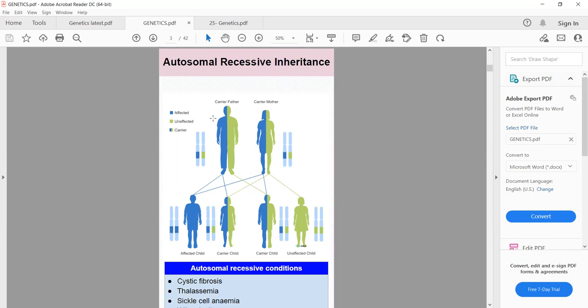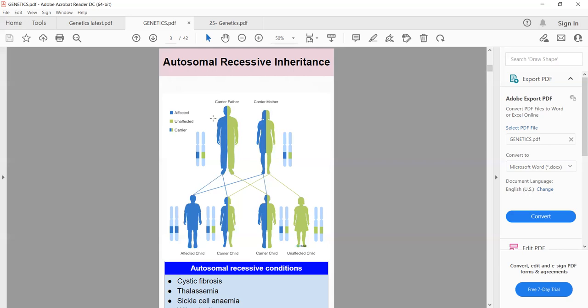Autosomal recessive inheritance. When we say recessive, remember that in dominant, we said that only one defective gene can cause the disease. While when we are talking about a recessive disease, either autosomal recessive or X-linked recessive, two defective genes are required. Both the chromosomes should be abnormal to cause the disease. If there is only one defective gene, then a carrier state will be produced. That is, the person with one defective gene will carry the gene to the next generation without developing the disease.